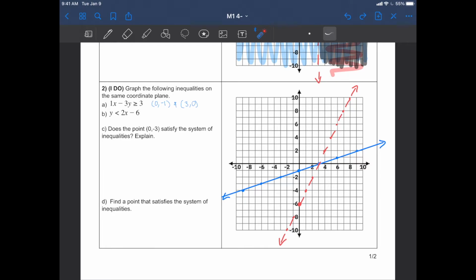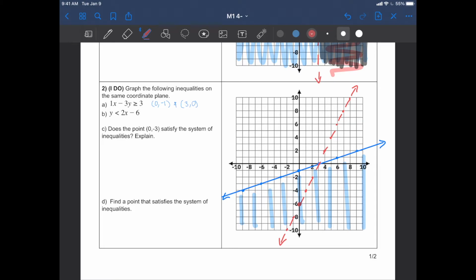So if I plug in 0, 0 into the first inequality here, it produces a false statement. 0 is not greater than or equal to 3. That means I'm going to take blue and I'm going to shade below because it produced false. 0, 0 was above that blue line, so I have to shade below.